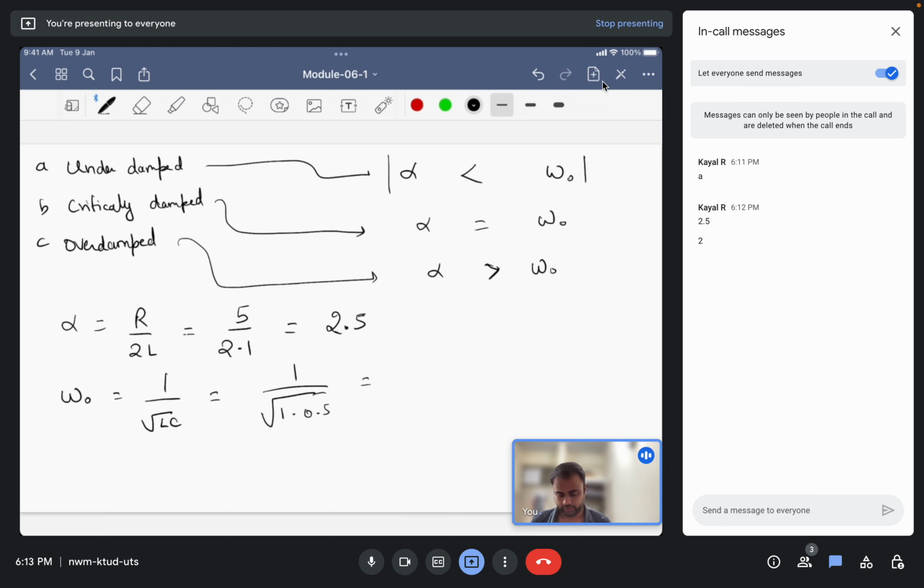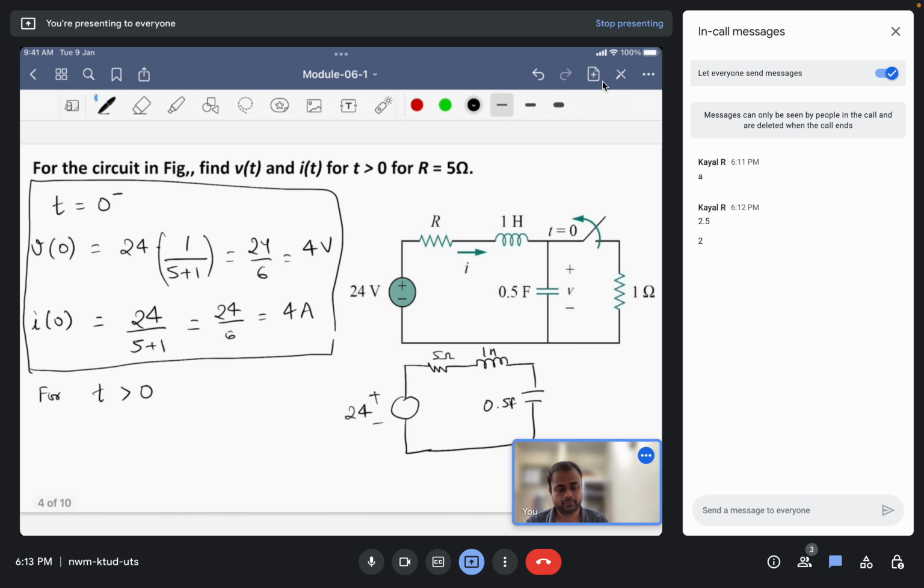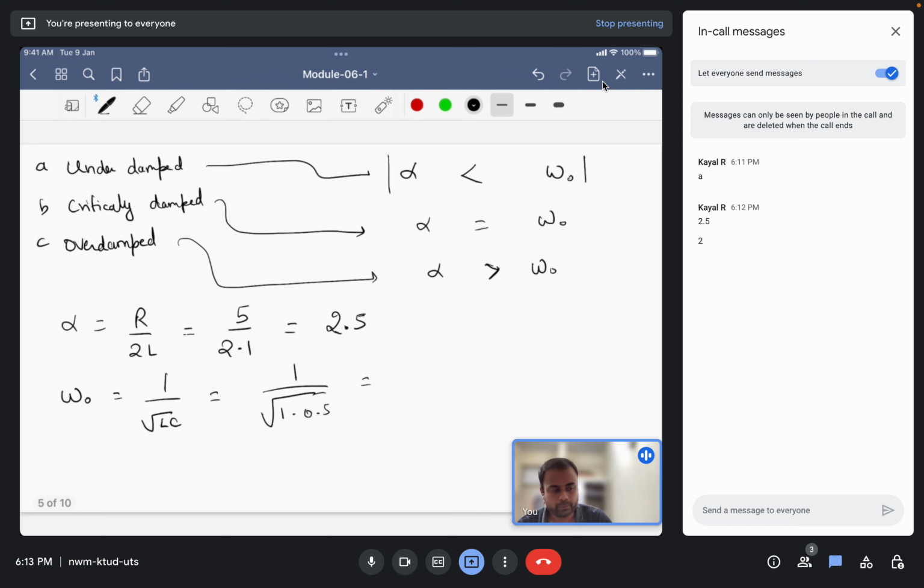So 1 divided by square root 0.5 comes to approximately 1.4. So Kyle, you are getting the value 2. So how are you getting 2? L and C are given in the problem. L is given as 1 Henry and C is given as 0.5. So 1 by square root 0.5, that will give us 1.4.